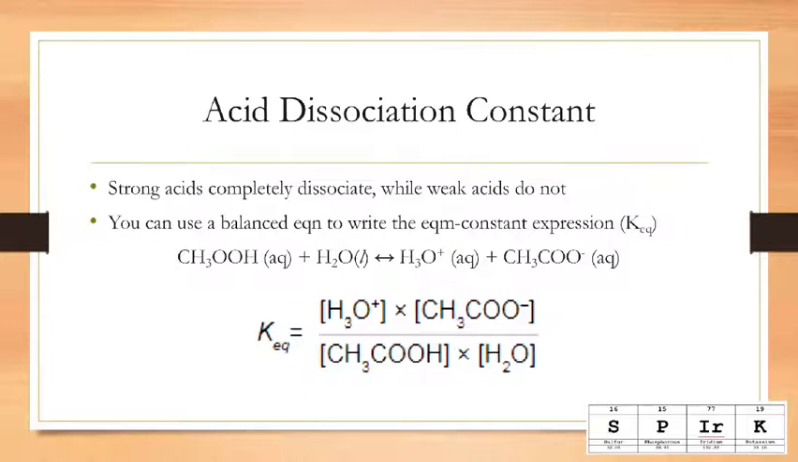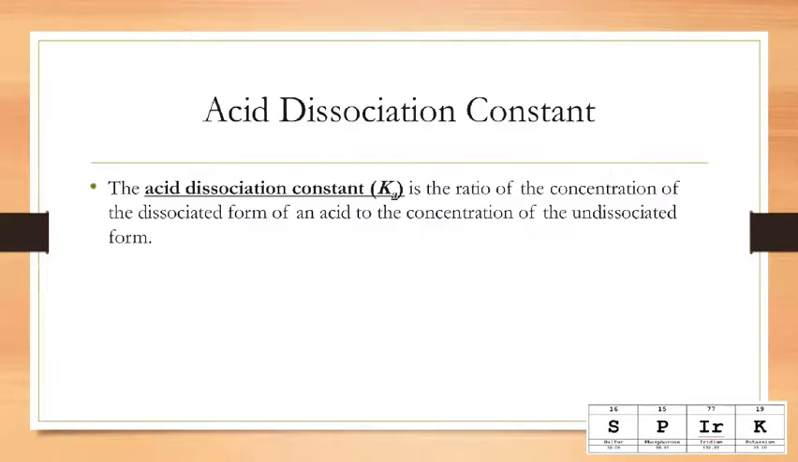So we have an acid dissociation constant. Strong acids completely dissociate while weak acids do not. You can use a balanced equation to write the equilibrium constant expression, Keq. So if we look at this equation, this is for acetic acid. So the Keq we know is the concentration of the products over the concentration of the reactants. So the acid dissociation constant, or Ka, is the ratio of concentration of the dissociated form of an acid to the concentration of the undissociated form. So Keq is equivalent to Ka.